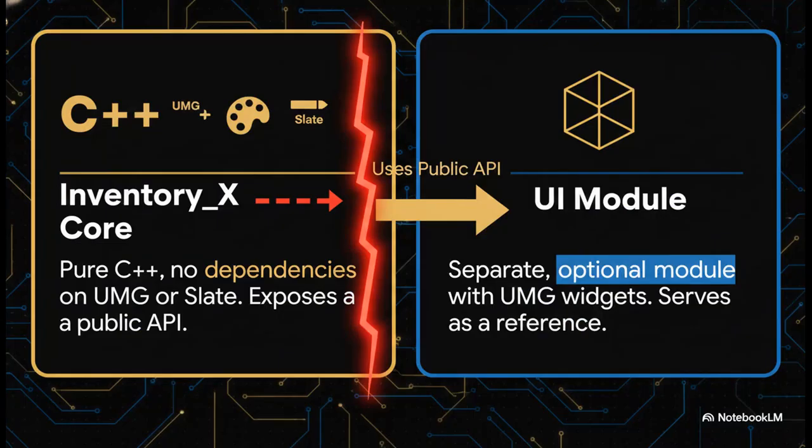And this diagram really drives that point home. It's a strict one-way dependency. The sample UI module needs the core module to function, sure, but the core has zero knowledge of the UI. It doesn't care if you're using Unreal's UMG or Slate or some crazy new UI framework. You could rip out the entire sample UI and build your own from scratch, and the backend wouldn't even notice.